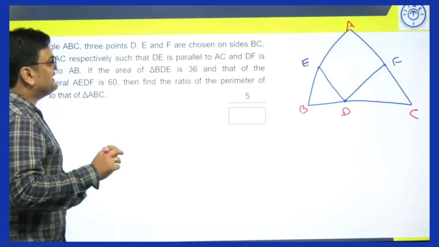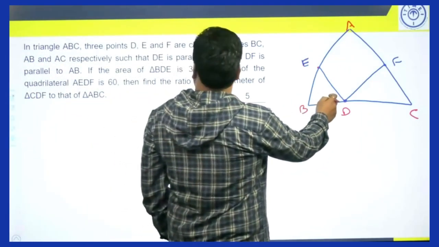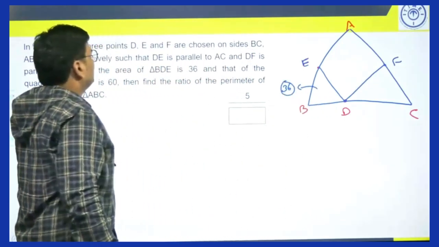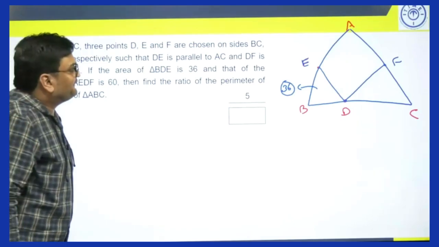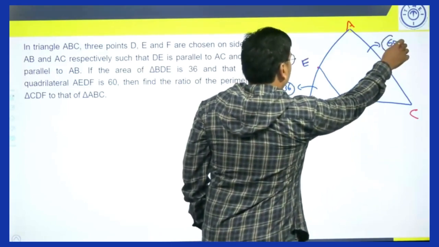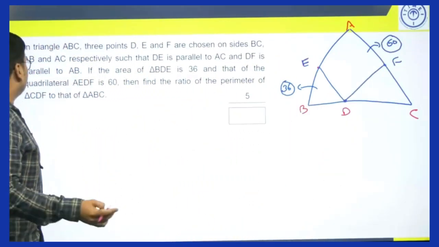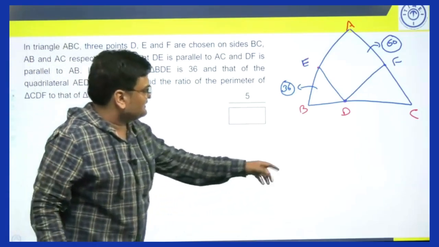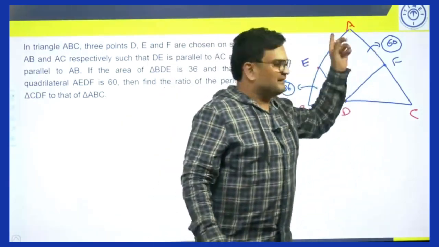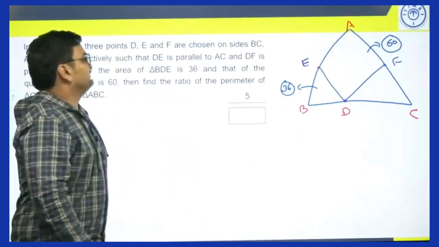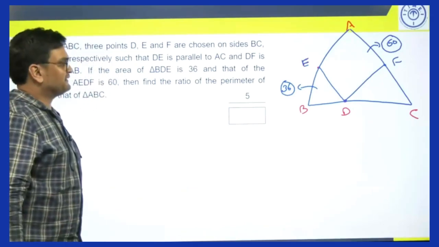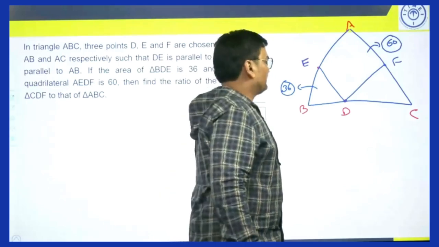If the area of the triangle BDE, BDE is this small one, is 36, so this area is 36 square units, and that of the quadrilateral AEDF, AEDF is this quadrilateral here, this area is 60. Find the ratio of the perimeter of the triangle CDF, CDF is this, and that of triangle ABC. So smaller triangle and the larger triangle, what is the ratio of perimeters? Okay. So how do we go about it? Let's try to understand. Please observe.